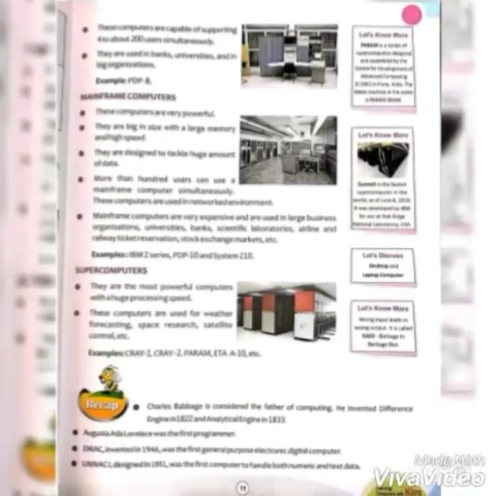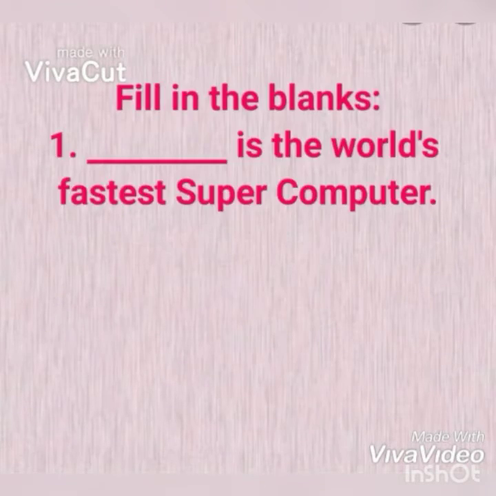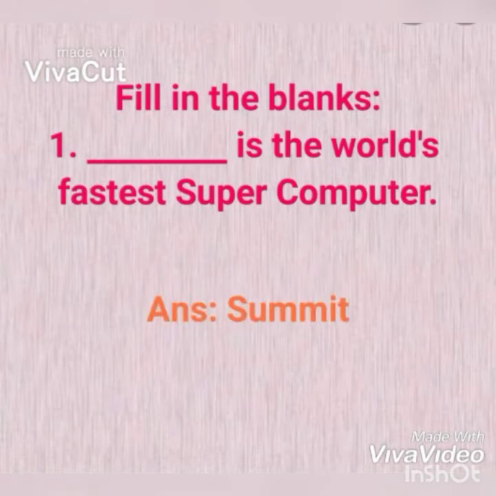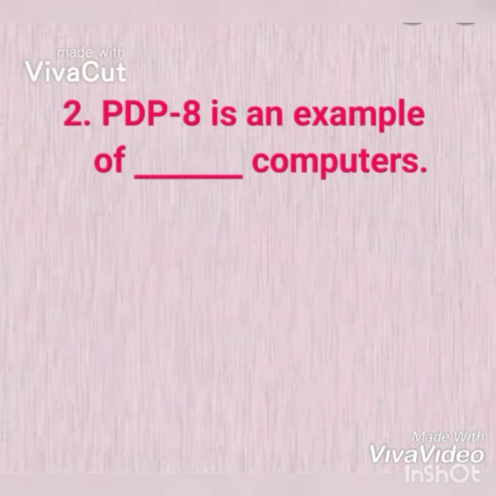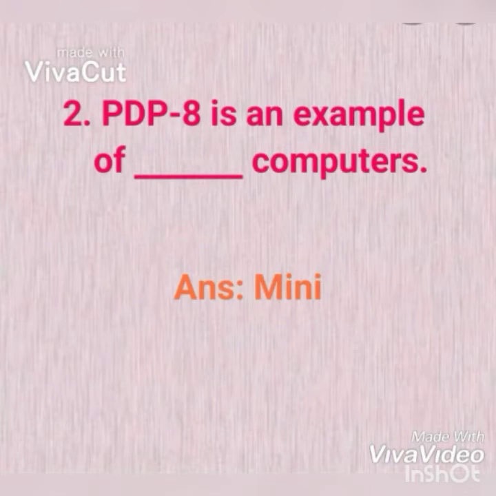Children, there are different types of computers. For a quick recap, we'll do this worksheet today. So first is fill in the blanks. Dash is the world's fastest computer. So answer is Summit is the world's fastest supercomputer. Second is PDP-8 is an example of which computers? Yes, it is an example of mini computers.